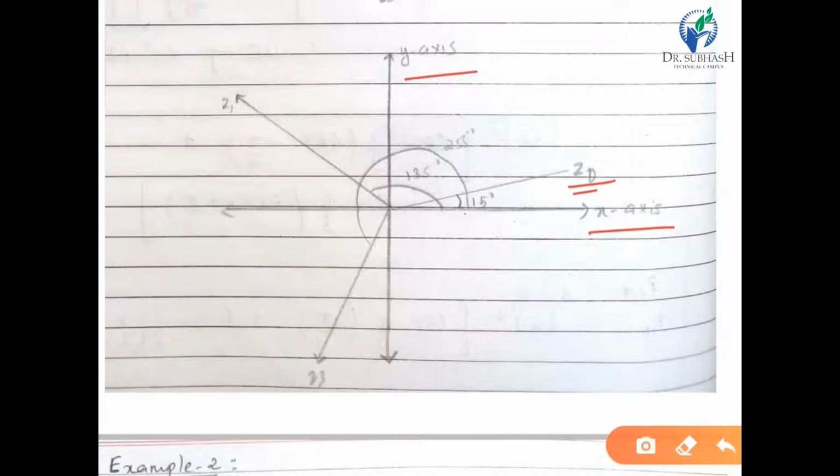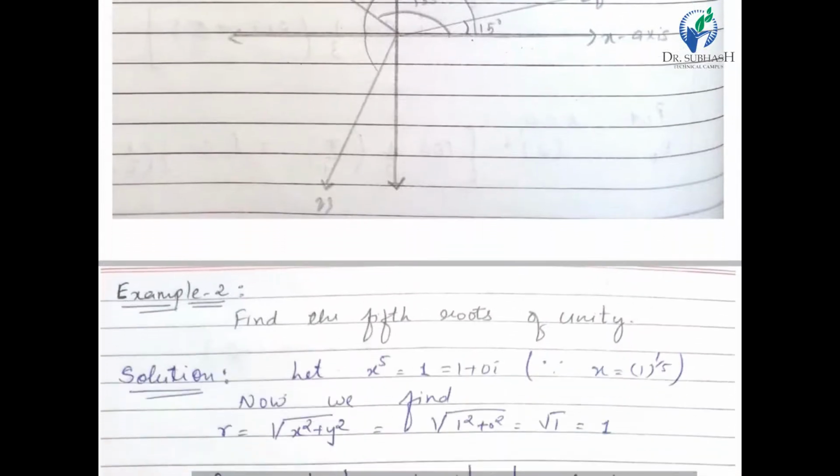So we plot here z0. Our next angle was 135 degree. So we plotted approximately 135 degree as z1, and our last one was 255 degree, which was our z2. Okay, so in this way we can find the roots of a complex number, specifically the nth root of a complex number. Okay, now we will see one more example.